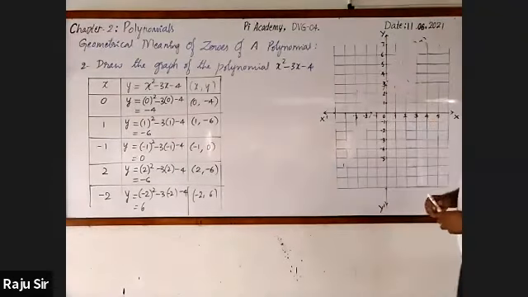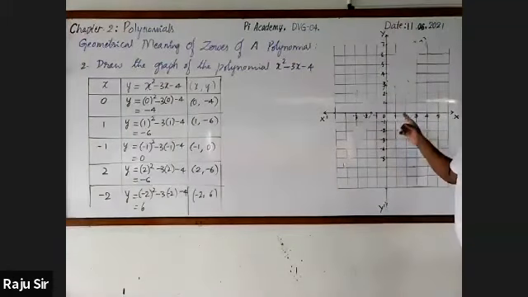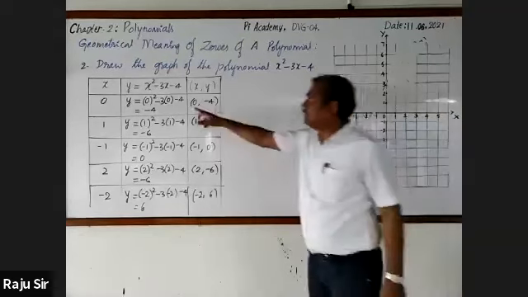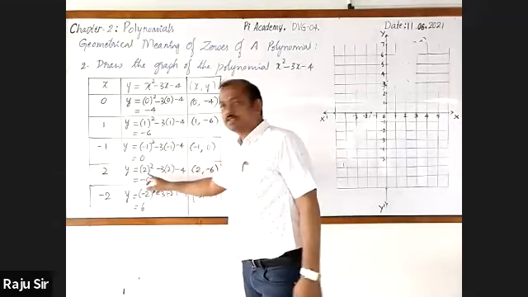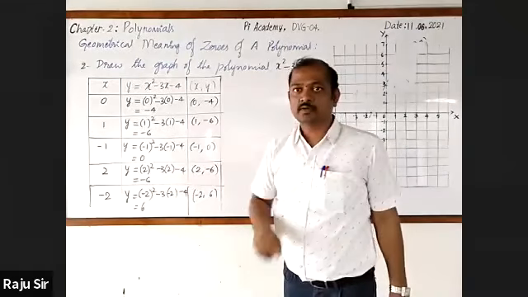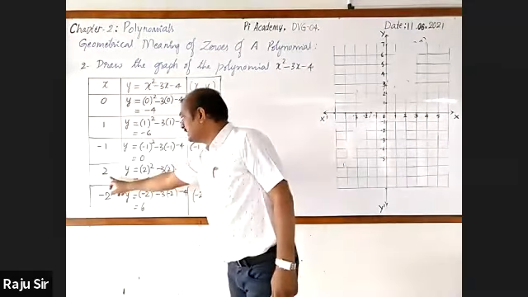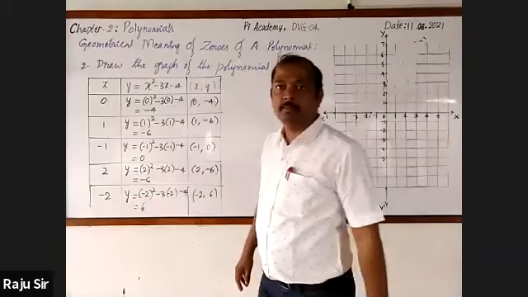Observe, and go on locating with me also. When x is 0, y is minus 4. Listen, I'll clarify to a student. He's telling that when x is 2, it will be minus 4.